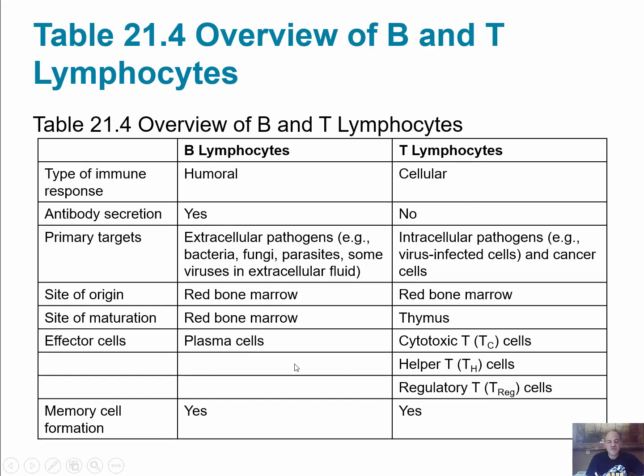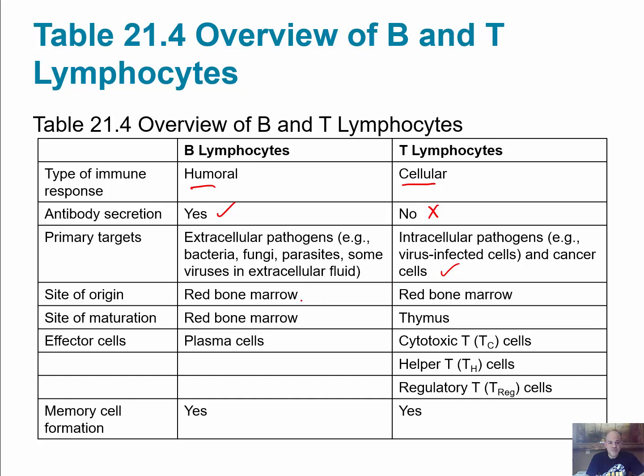So this table overviews the B and the T lymphocytes. Here you can see the type of responses. For the B lymphocytes, it's humoral. For the T, it's cellular. Does the cell type secrete antibodies? For the B lymphocytes, yes. For the T lymphocytes, they do not. The primary targets for B lymphocytes are extracellular pathogens, since they produce antibodies that circulate around in the fluids. And for the T lymphocytes, it's intracellular pathogens and cancer cells. So this is where the T cells respond to cells themselves.